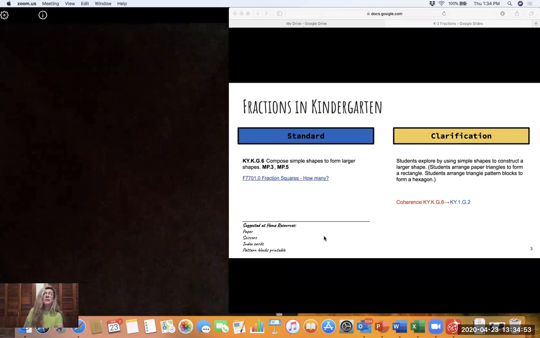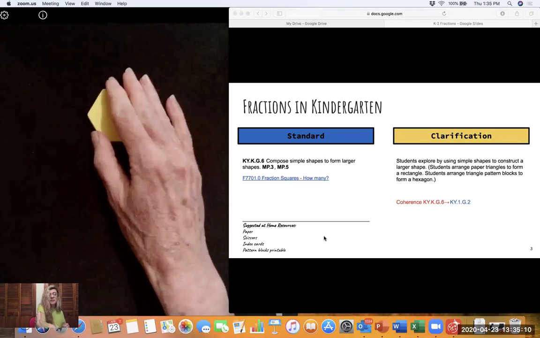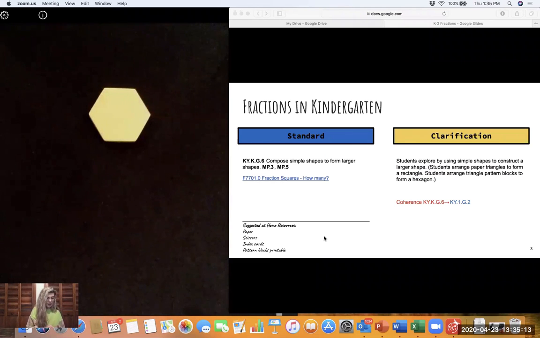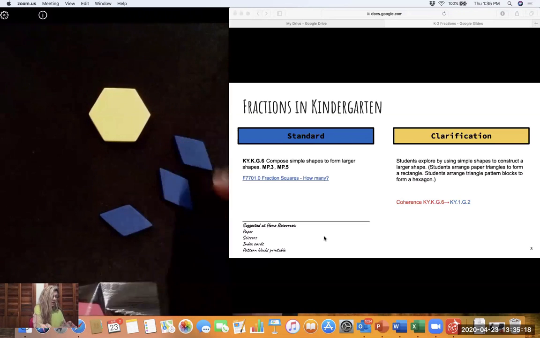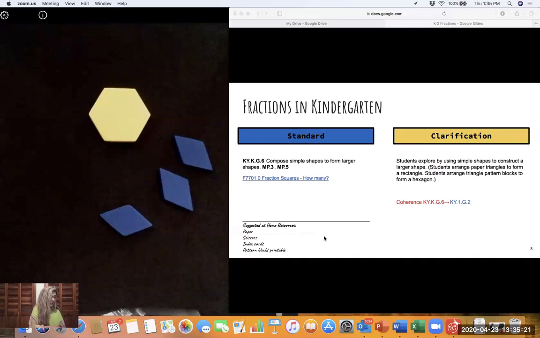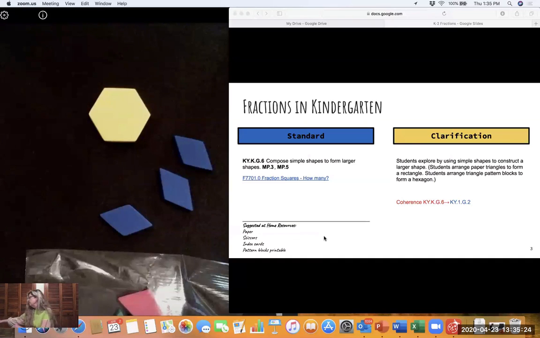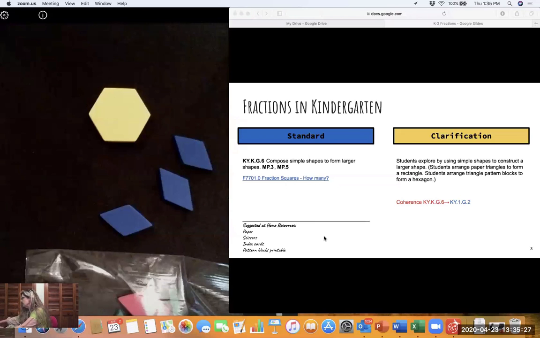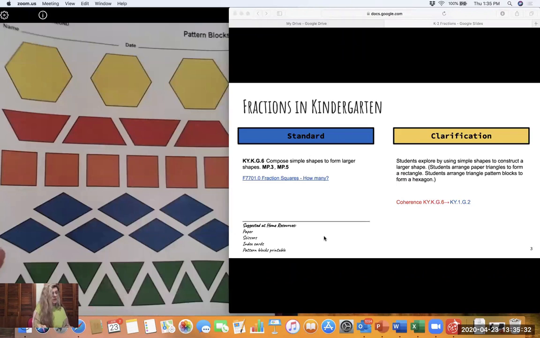So first of all, let's look at that K standard. It's geometry, and it says compose simple shapes to form larger shapes. So what we can do is we can have our kids work with just simple shapes, like it said. Now we have pattern blocks in our classroom, and hopefully, Lord willing, when we get back in our classroom, you can work with your students with this. But until then, you can with the kids. This is actually a printable that you can share with your parents.